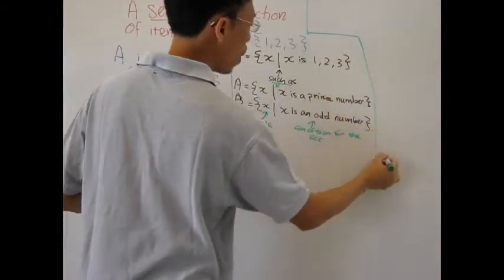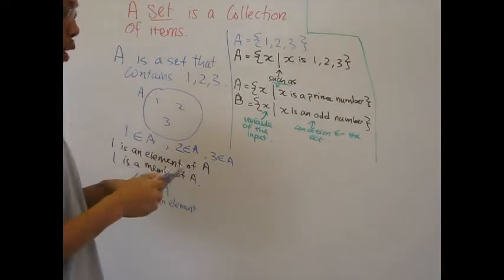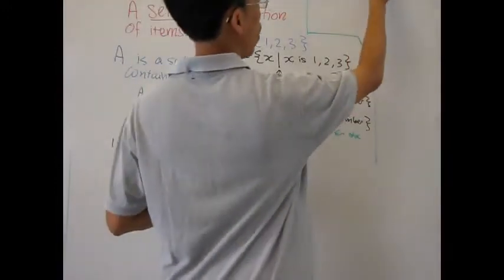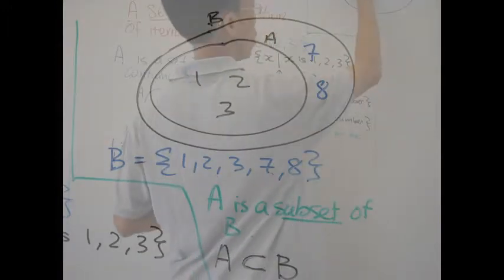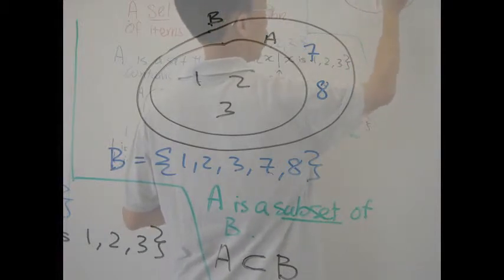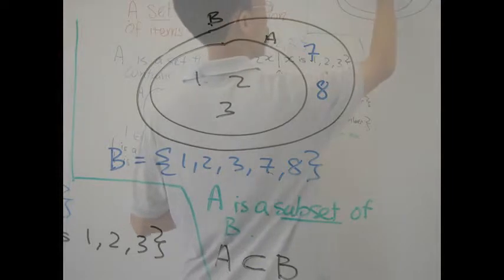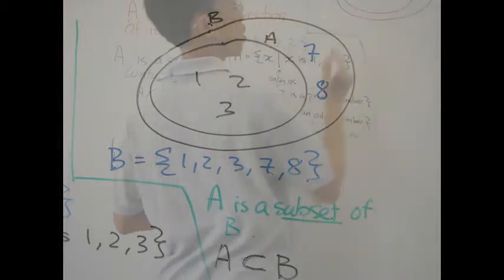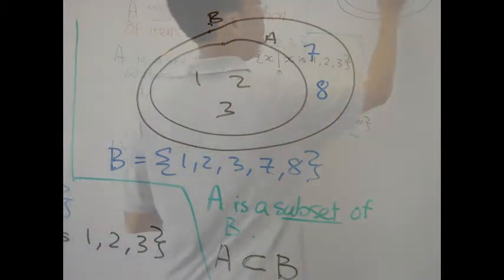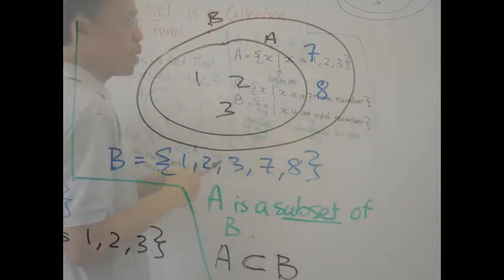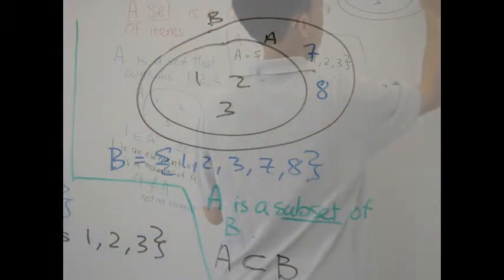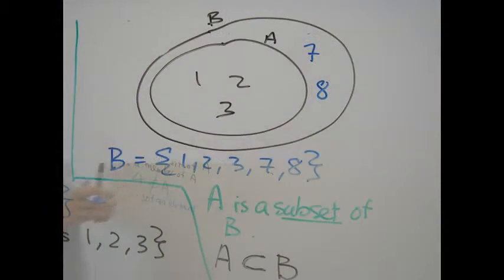We look at another concept. Here I'm going to have A and another, B. Sorry, let's redo this. This is B, and this is A. A has 1, 2, 3, and B has 7, 8, for example.